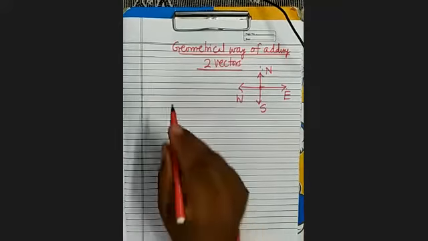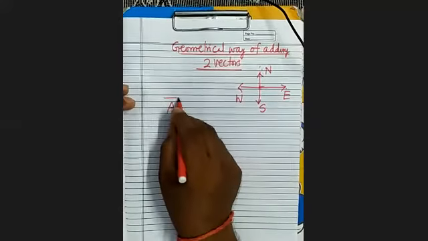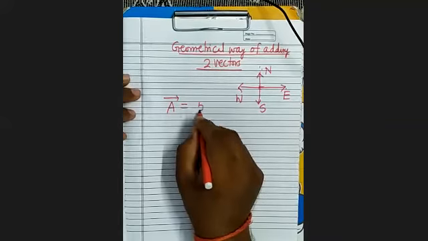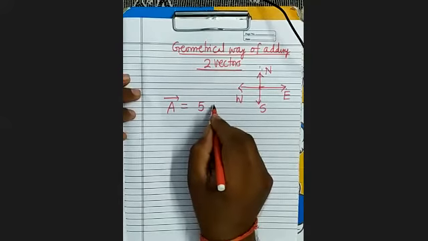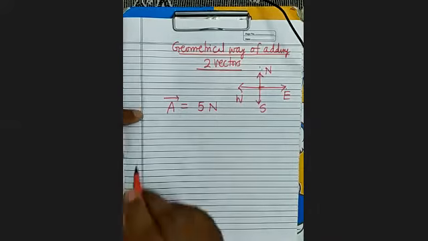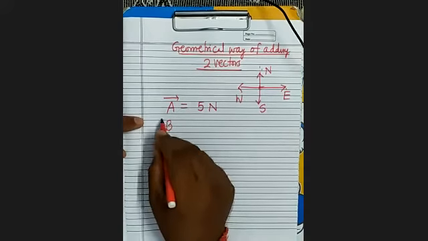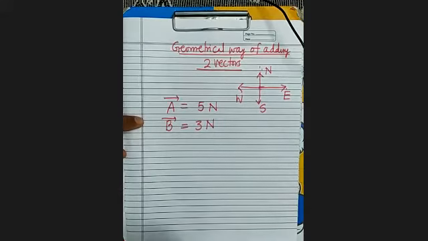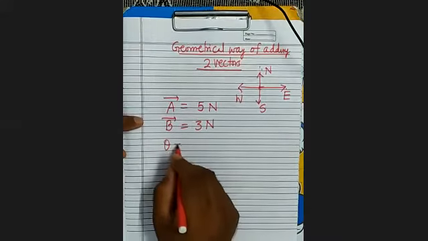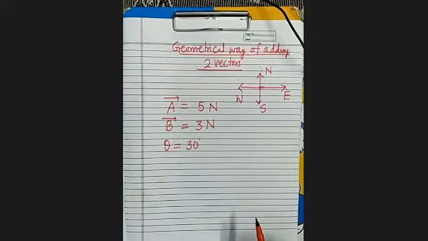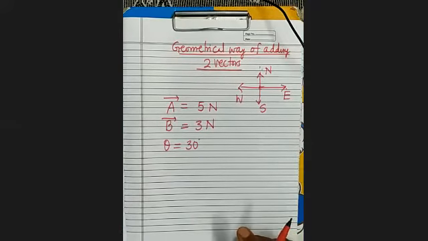So suppose there is one vector, vector A. It is of 5 units, you can take 5 Newton. It's clear. And there is another vector B of 3 Newton. And their relative direction is 30 degree, means they make an angle of 30 degree.